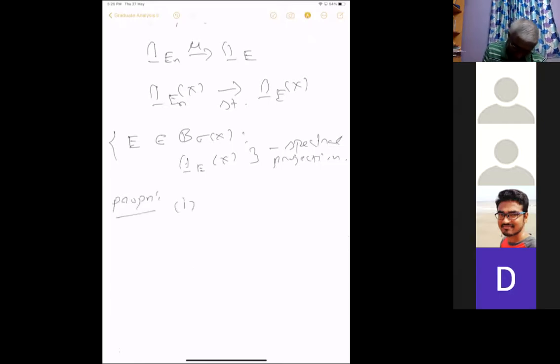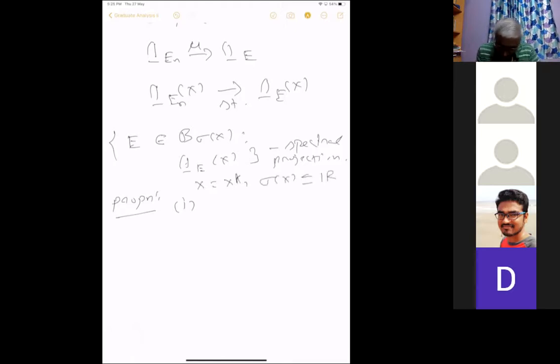So the first one we have already proved. First, if we take the spectral projections, they are defined for a subset E of sigma of X, which you can extend to any subset of C or R. I mean, X is self-adjoint here, so the spectrum sigma of X is contained in R.